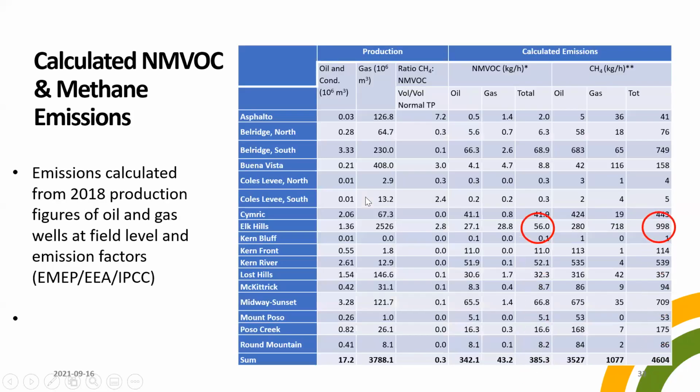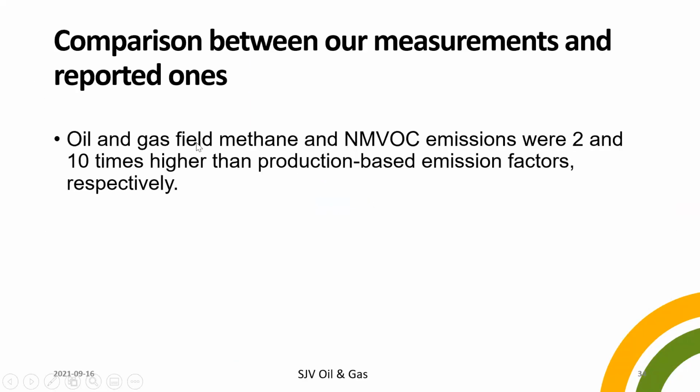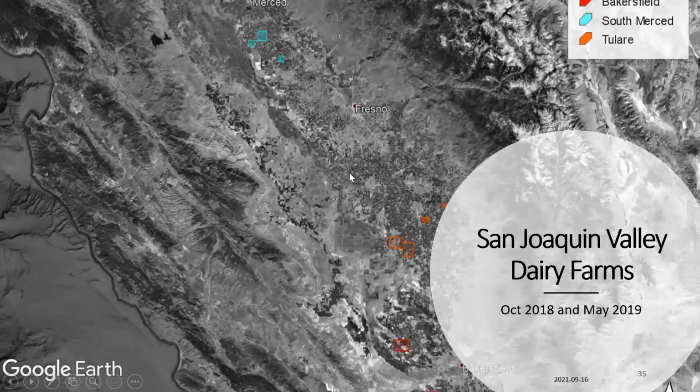And overall, if we look at all measurements that we did, we can see that the methane emissions were 2 times higher than the production-based emission factors, while the non-methane volatile organic carbons were actually 10 times higher. So there's a big discrepancy here that needs to be further understood, I think. Okay.